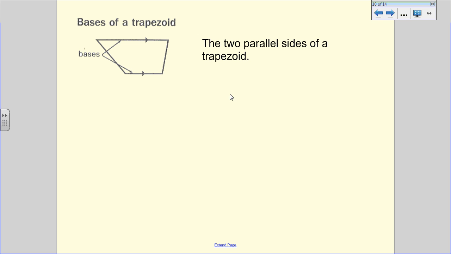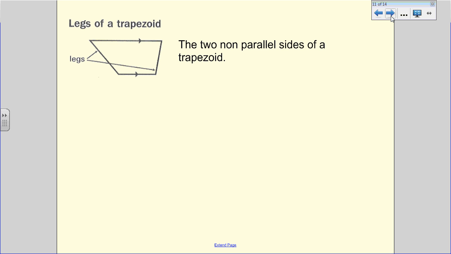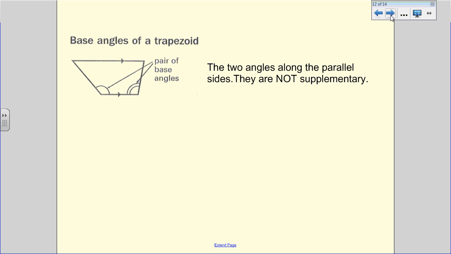The bases of a trapezoid are the two parallel sides of the trapezoid. The legs of a trapezoid are the two non-parallel sides of a trapezoid. The base angles of a trapezoid are the two angles along the parallel side. These will not be supplementary. Base angles can be congruent, but base angles are not the supplementary ones.